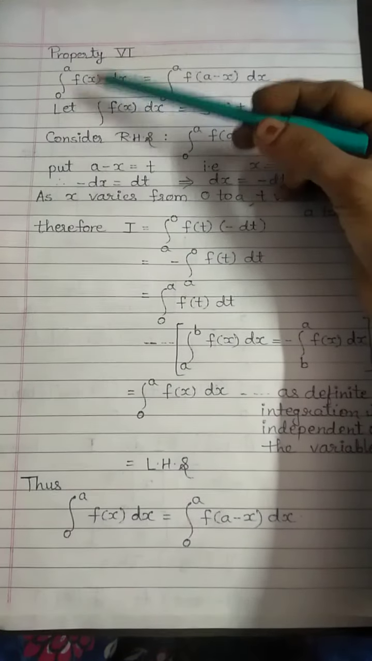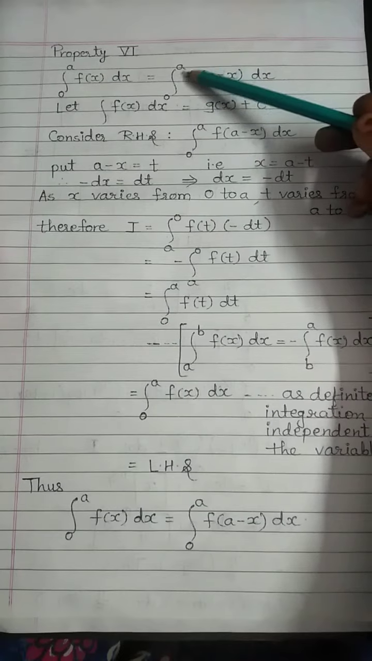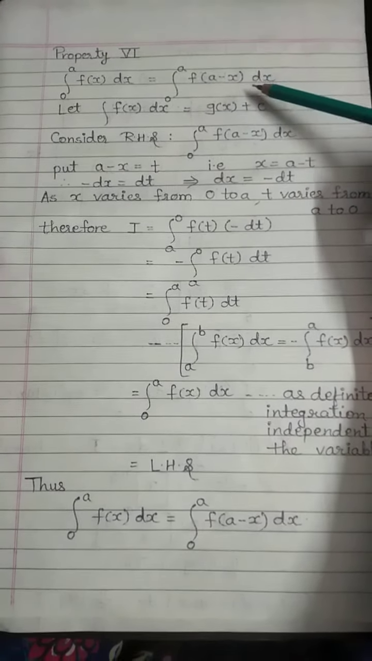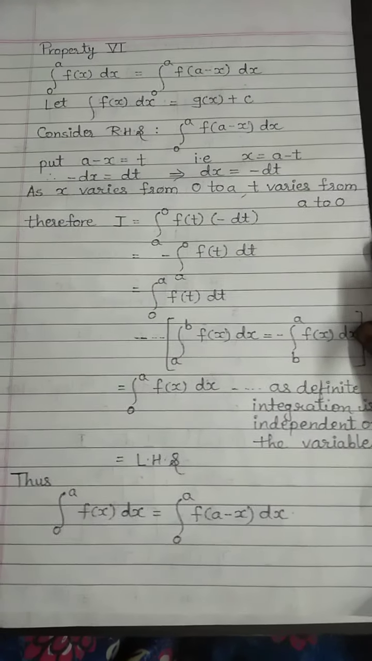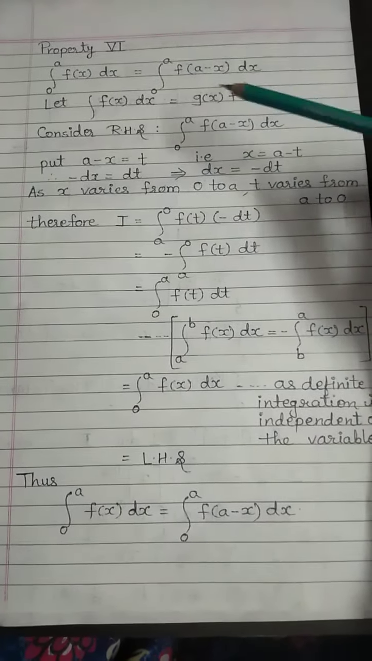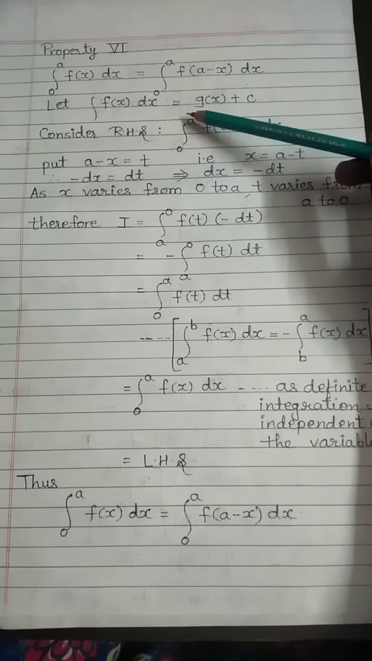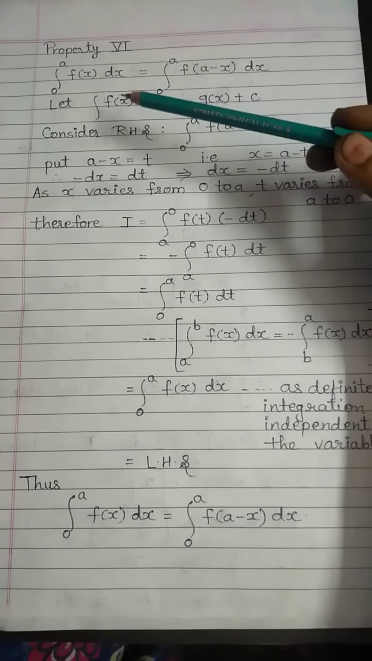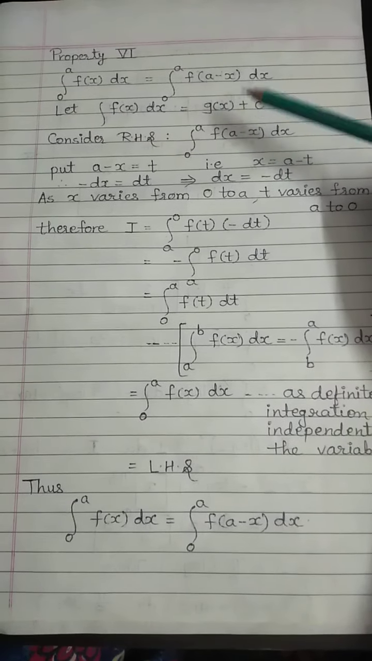Integration 0 to a f of x dx is equal to integration 0 to a f of a minus x dx. Now here we have a small proof regarding this property. Let integration of f of x dx be equal to g of x plus c. We are going to consider that integration of f of x as g of x.